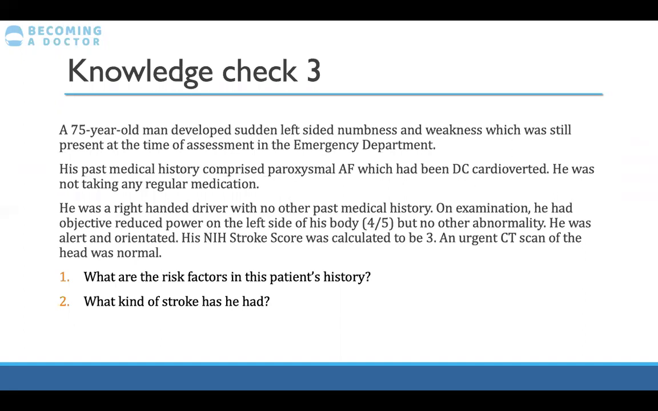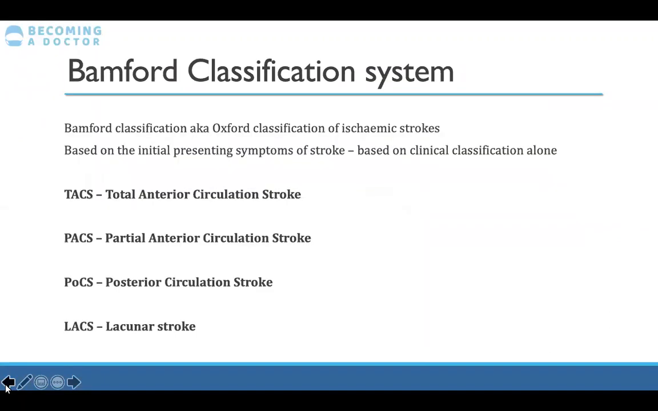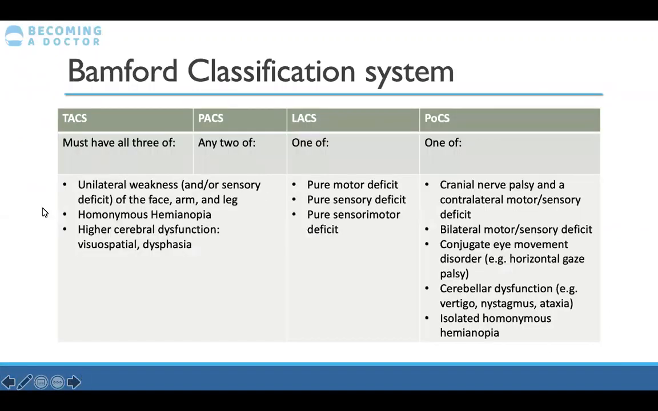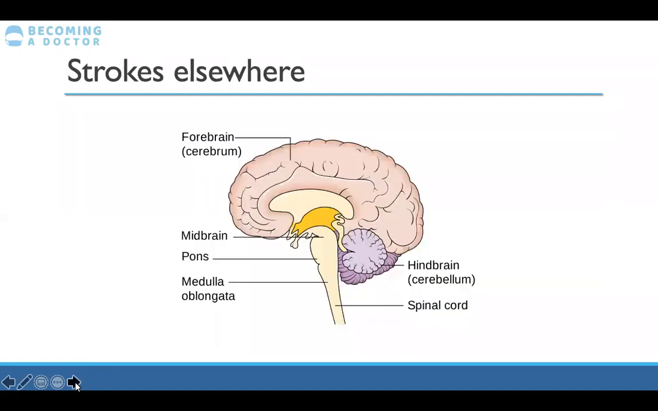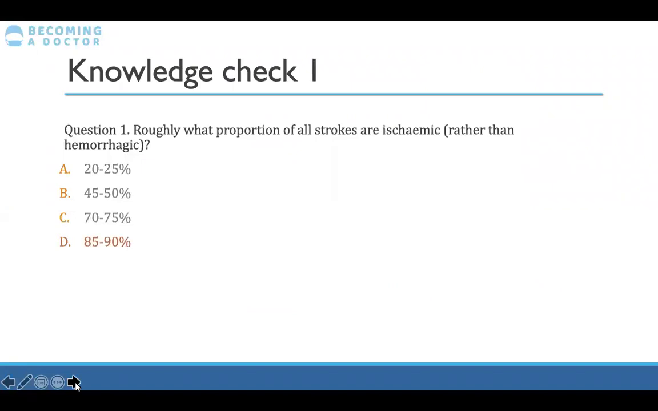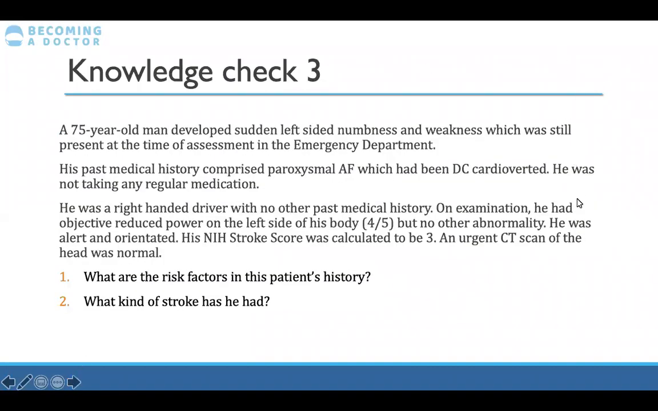So it's motor and sensory. So let's go back to our Bamford classification. So this man has unilateral weakness and or sensory deficit. Does he have a homonymous hemianopia or a higher cerebral dysfunction? Let's have a look. So we're over here. So he had left-sided numbness and weakness. No other past medical history. Reduced left side power. And he's alert and oriented.